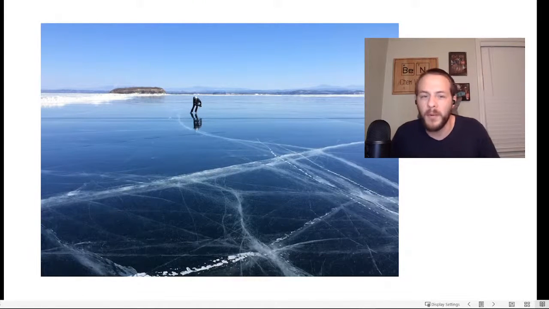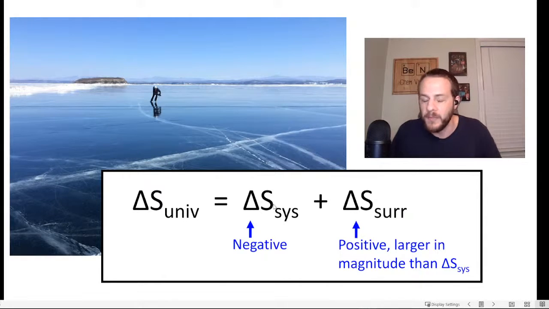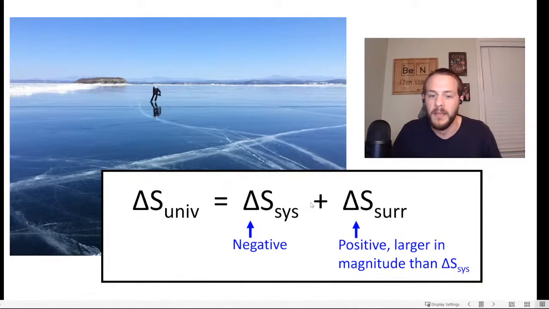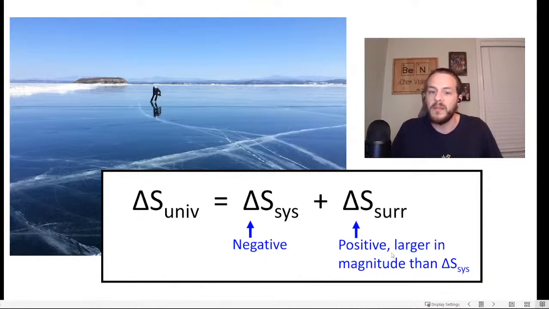Well, it's important to remember that the criterion for spontaneity is the entropy of the universe, not the entropy of the system. So if we consider the lake to be our system, the equation breaks down like this, where delta S for the universe is equal to delta S for the system plus delta S for the surroundings, right? Now we know that delta S for the system would be negative if the system is the lake, because again, the water is going from liquid, which is disorderly, to solid, which is much more orderly. So we know that delta S for the system would be negative, but in order for this process to be spontaneous, which it is, the entropy change for the surroundings must be positive.